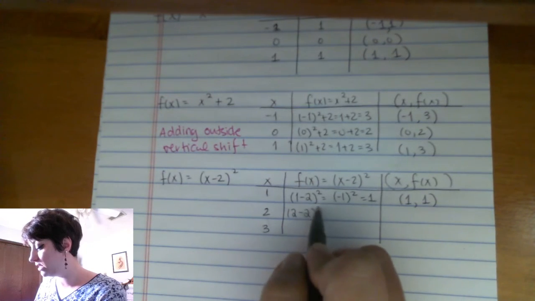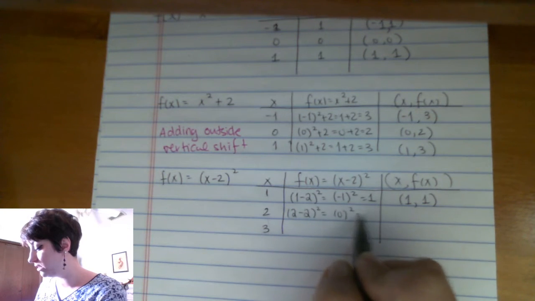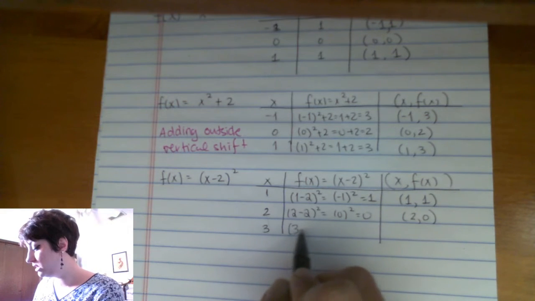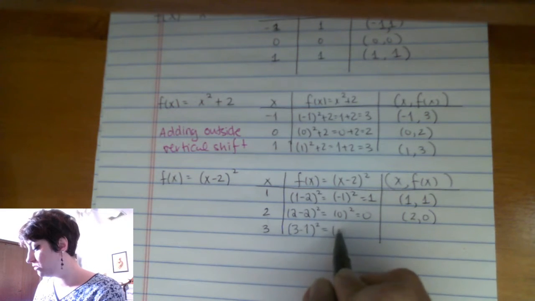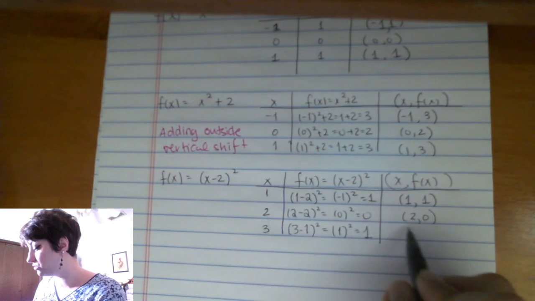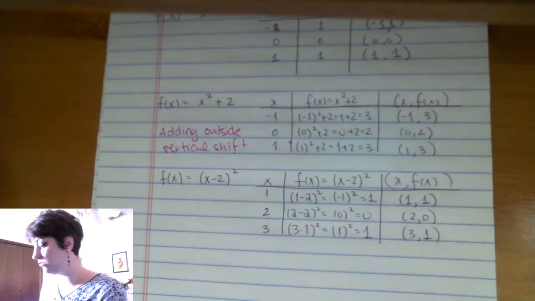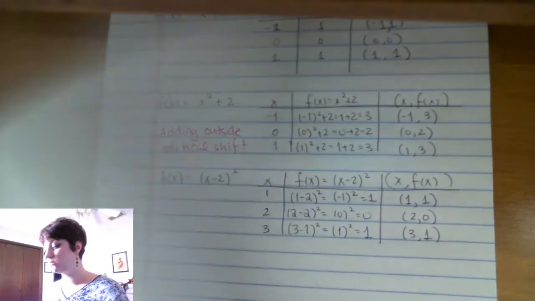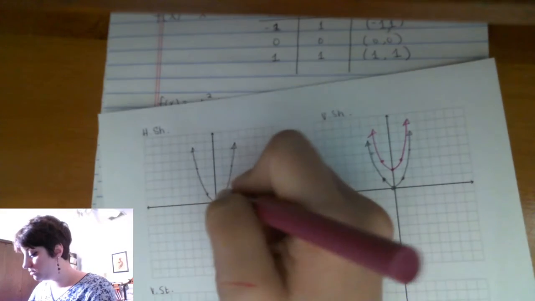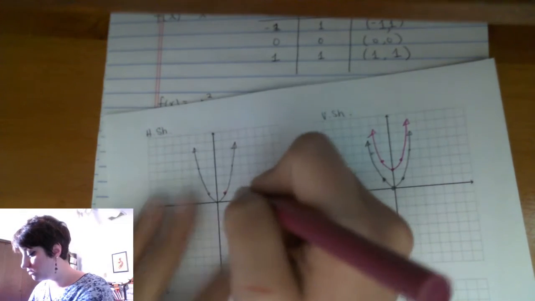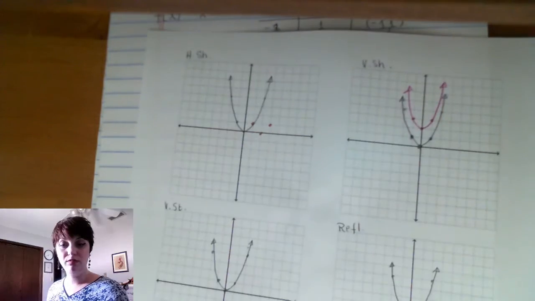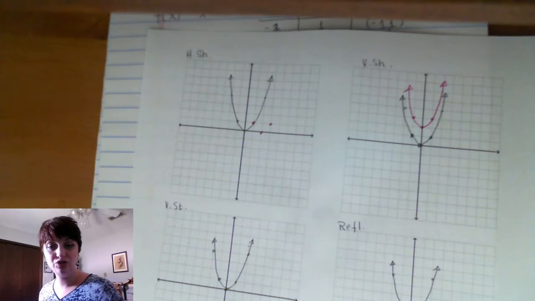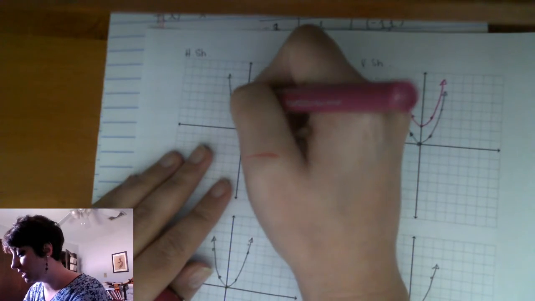Then I have 2 minus 2 squared, which is 0 squared, is 0. So in came 2, out came 0. And then 3 minus 2, which is 1, 1 squared is 1. In came 3, out came 1. So the points I need to plot would be 1, 1, 2, 0, 3, 1. And this is what we call a horizontal shift. So I've picked up my numbers and I've shifted them in the x direction.